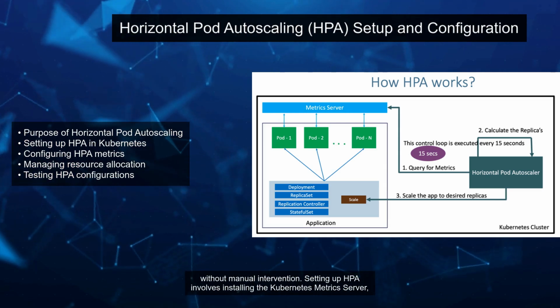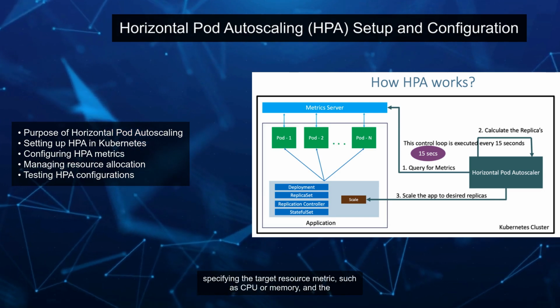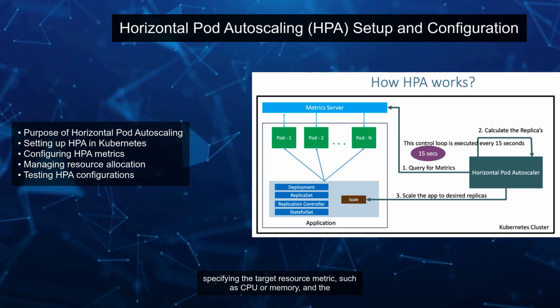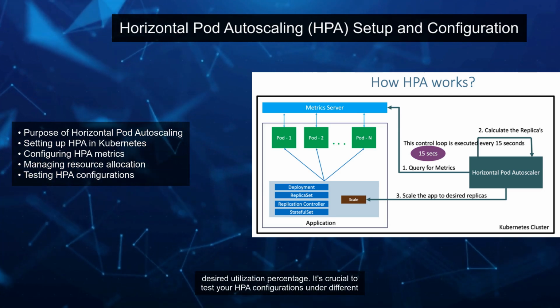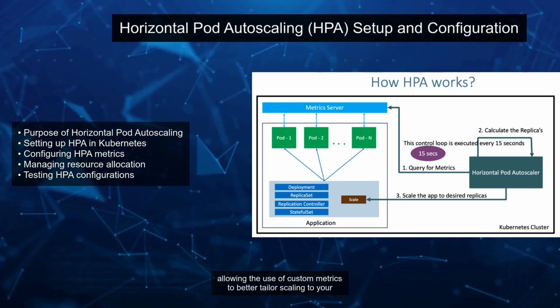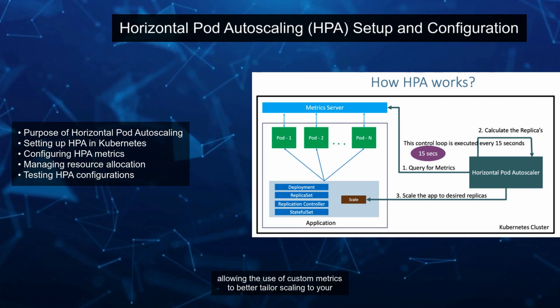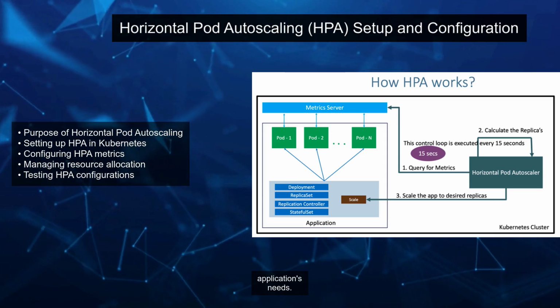Setting up HPA involves installing the Kubernetes metrics server, which collects resource usage data. Once installed, you define an HPA resource specifying the target resource metric, such as CPU or memory, and the desired utilization percentage. It's crucial to test your HPA configurations under different loads to verify that scaling occurs as expected. HPA is highly flexible, allowing the use of custom metrics to better tailor scaling to your application's needs.